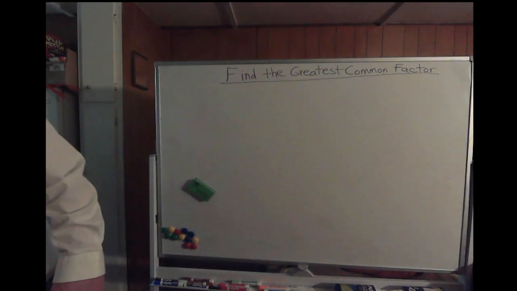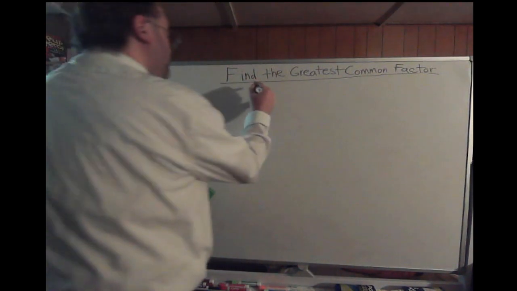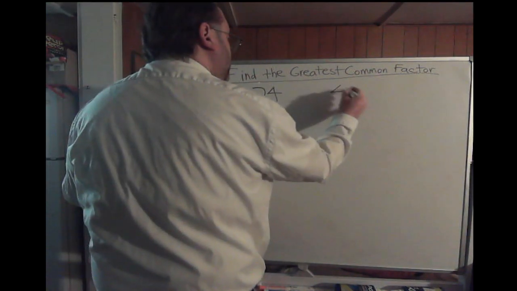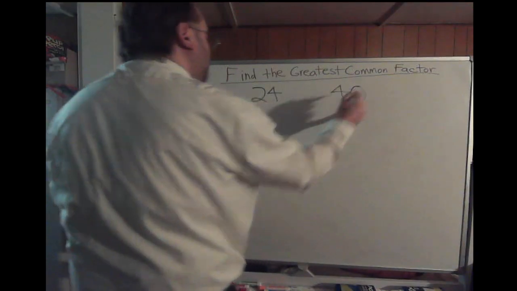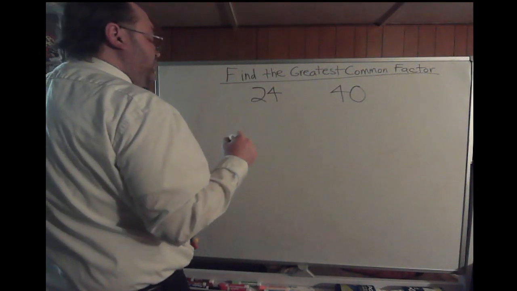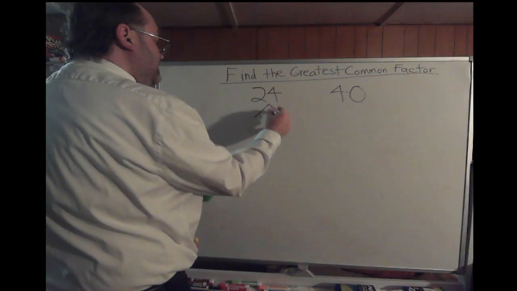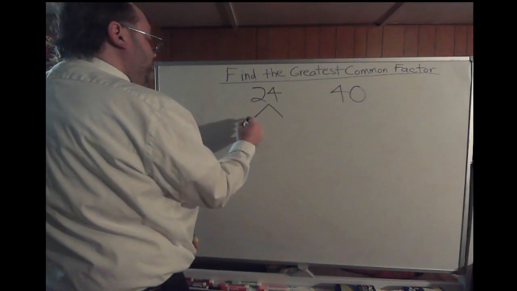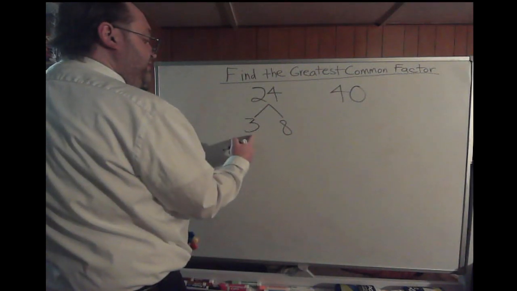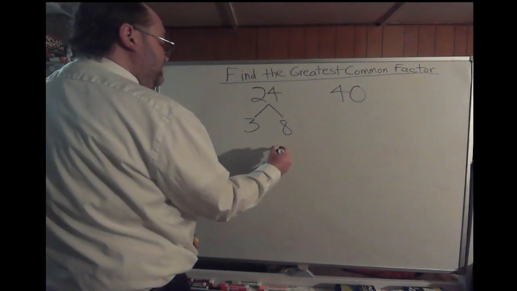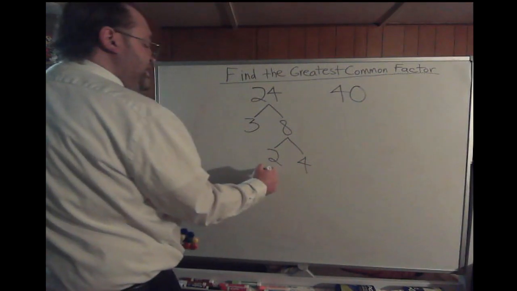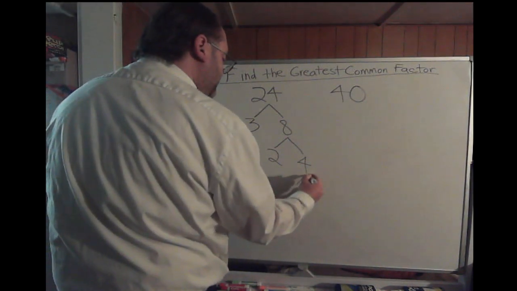Okay. We have 24 and then 40. So we got 24 and 40. What is the greatest common factor of 24 and 40? Well, let's start factoring. You can do 3 and 8 as factors of 24. 3 can't factor any further, but 8 certainly can. You'll get 2 and 4. The 2 can't factor any further, but 4 certainly can into 2 and 2.